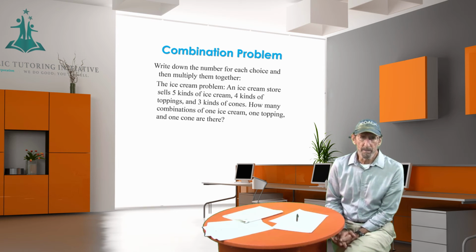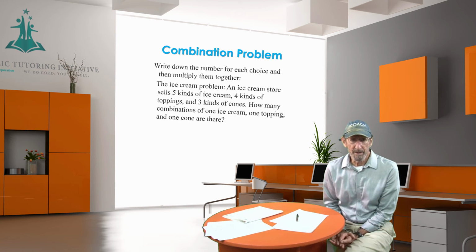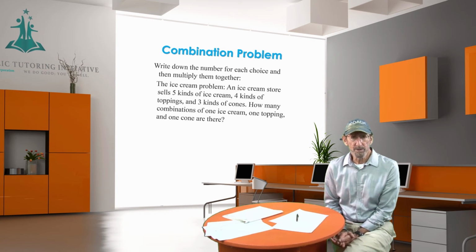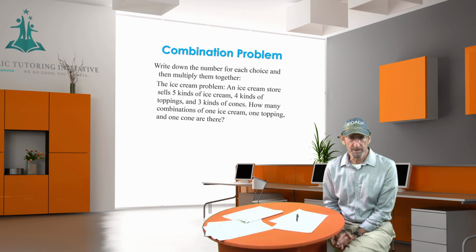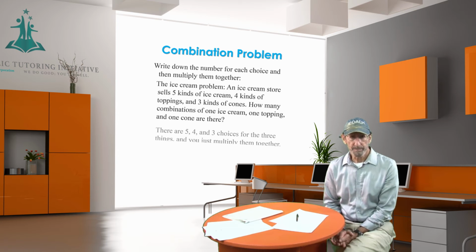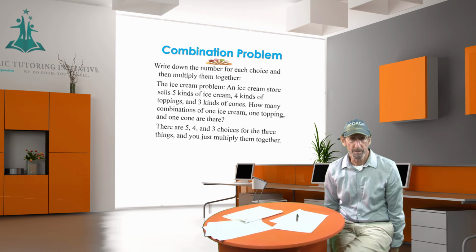Here's the ice cream problem. It involves quantities that are not affected by anything else that happens. So if an ice cream store sells 5 kinds of ice cream, 4 kinds of toppings, and 3 kinds of cones, how many combinations of one ice cream, 1 topping, and 1 cone are there? Well, there are 5 and 4 and 3 choices for the 3 things, and you just multiply them together.